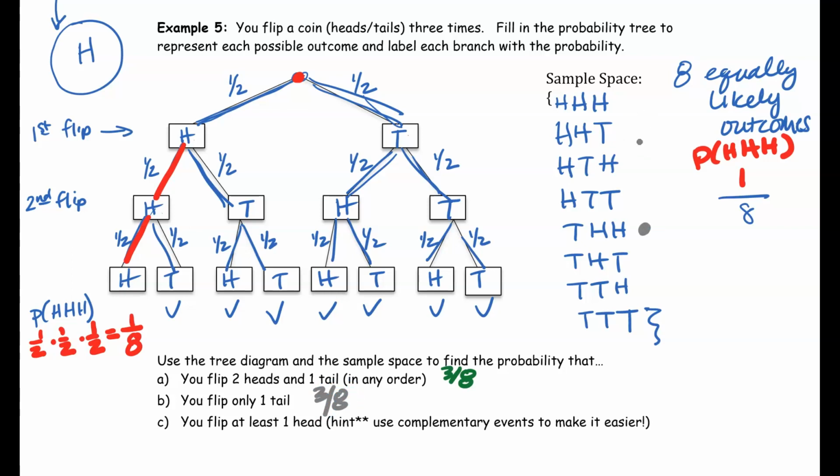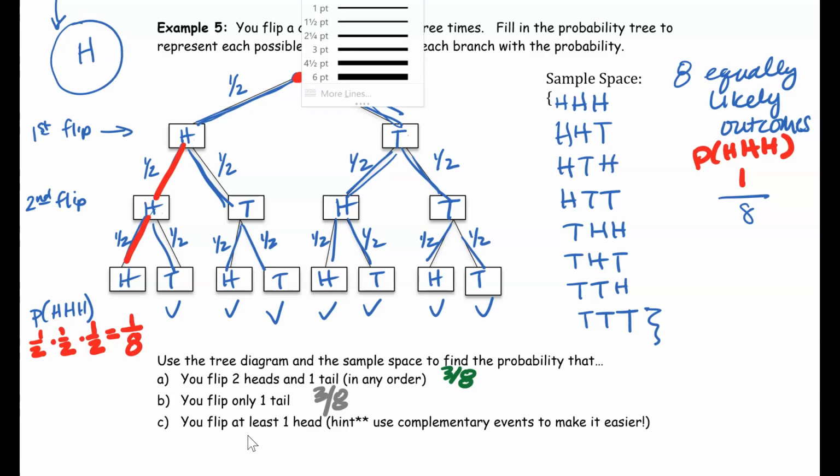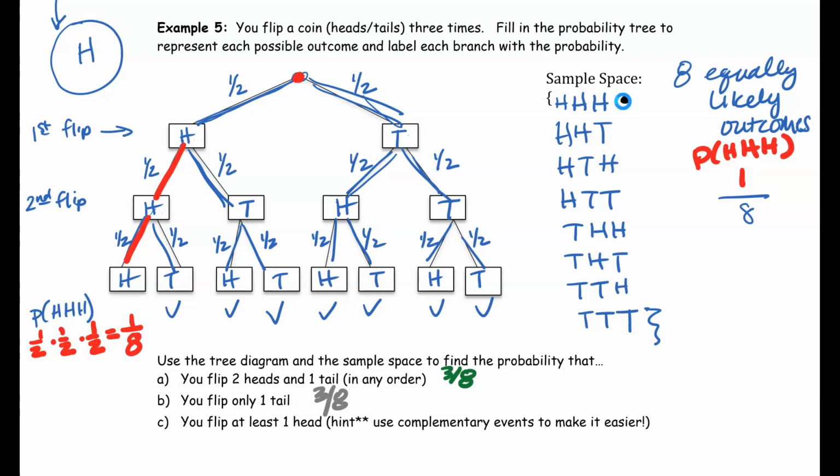So anytime you see the words at least and it's a probability question, it makes it harder because at least means you could have 1 head, or you could have 2, or you could have 3, and so you're counting up quite a bit. So one way, it says hint use complementary events. We'll do that in a second, but I'll show you both ways. So at least a head would be 3 heads, 2 heads. 2 heads would count. This would be at least a head. Any option where there's at least 1 head, we're going to count. So there's 7 out of 8 that have at least a head.